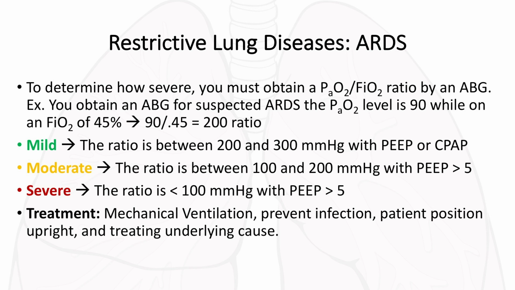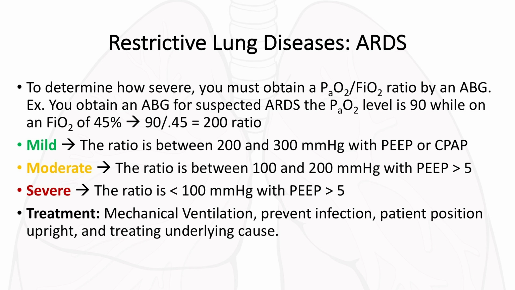That's the ratio. So under this classification system, mild, the ratio is between 200 and 300 millimeters of mercury. So this is with PEEP or CPAP. So moving on to moderate, this ratio is going to be between 100 and 200 millimeters of mercury, and the patient often is going to have a PEEP greater than 5.